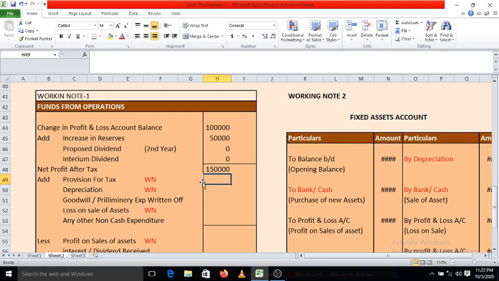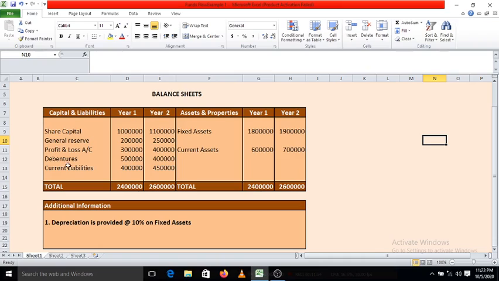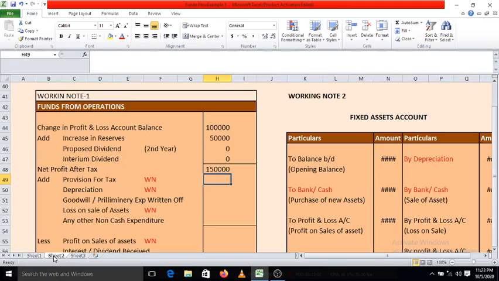After that we have to add provision for tax. But now you can again check the balance sheet. Nowhere is the amount of provision for tax mentioned, neither is it in additional information. So it means there is no provision for tax, so nothing we can do on account of that. So that is a 0.